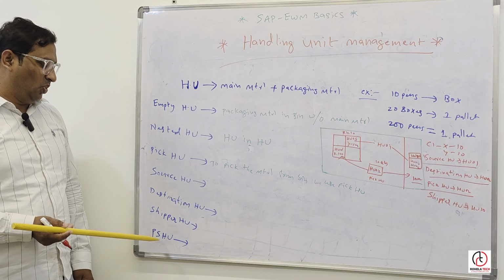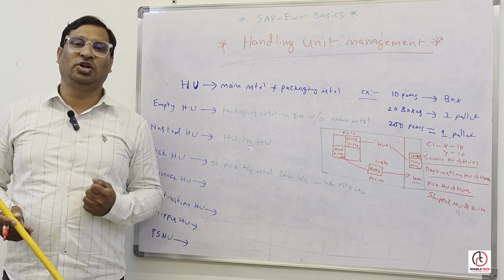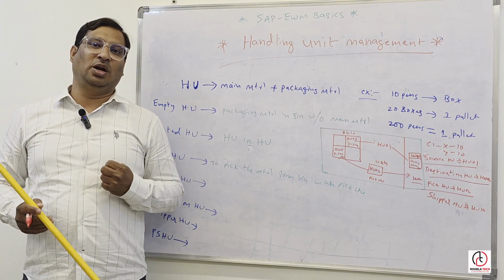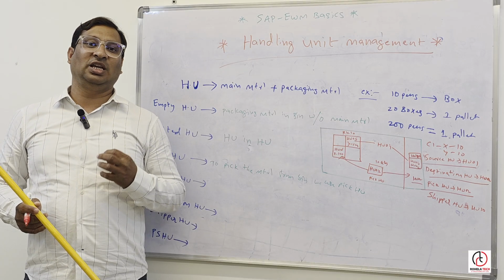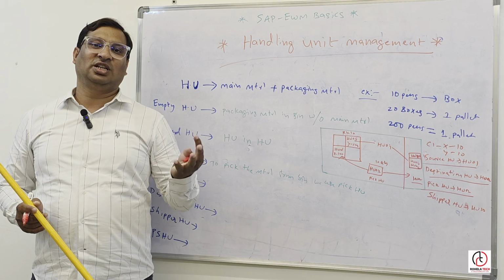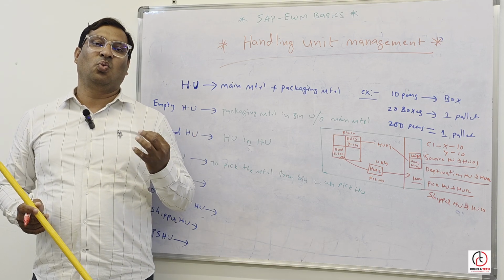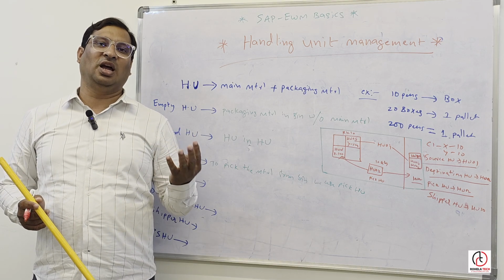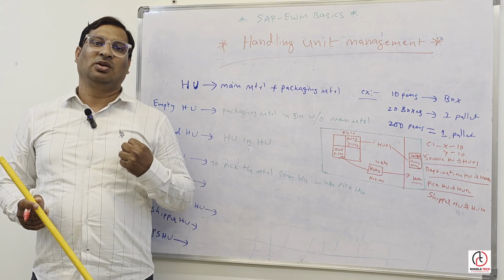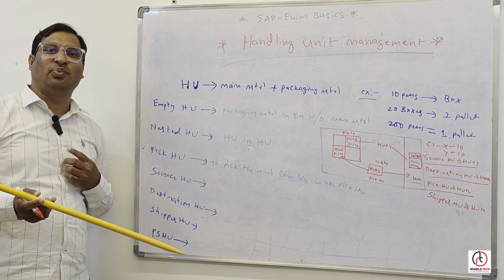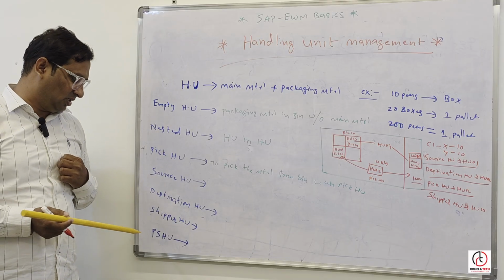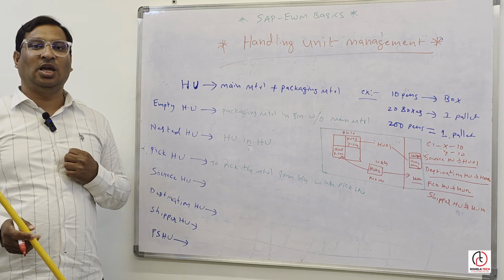Then finally PSHU, planned shipping handling units. Whenever this EWM module is integrated with the TM module, transportation management, the TM module will plan which delivery material can be picked in what kind of handling units and how many handling units are required. That is nothing but PSHU. It is only planned; we haven't picked the material from the warehouse. So that is PSHU. Thank you.